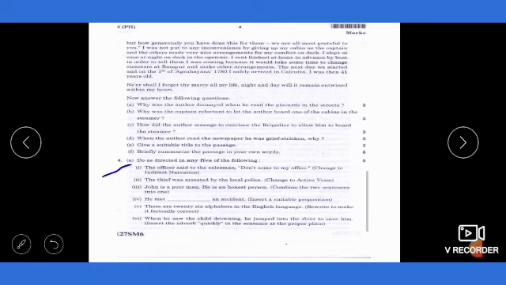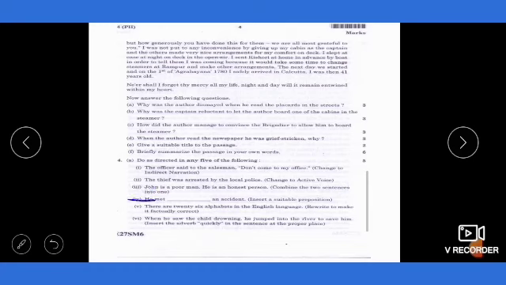Question number 4A. Do as directed in any 5 of the following. Number 1. The officer said to the salesman, "Don't come to my office." Change to indirect narration. Number 2. The thief was arrested by the local police. Change to active voice. 3. John is a poor man. He is an honest person. Combine the 2 sentences into one.